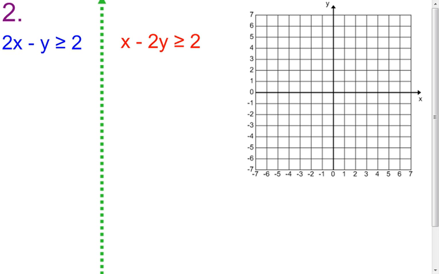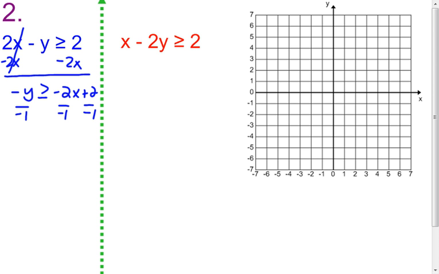Okay? Here I've got two equations that are not in y equals mx plus b form, so I need to get them there first. So in that first equation, the blue one, I will subtract 2x. And since I'm subtracting, I don't need to switch the direction of the inequality. I'll have negative y is greater than or equal to negative 2x plus 2. Can't have negative y there, so I will divide by negative 1 all the way across. Now I did divide by a negative, so I do need to switch the direction of the inequality. 2x divided by negative 1 is positive 2x. 2 divided by negative 1 is negative 1. So there's my first equation.